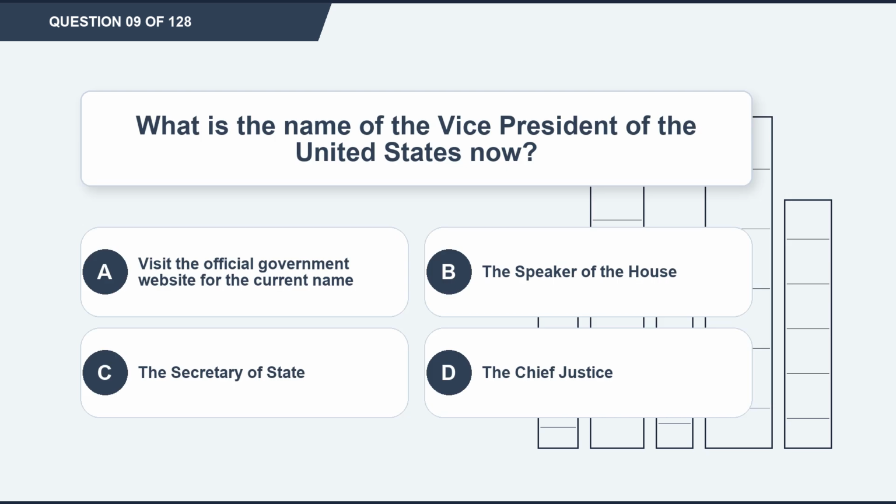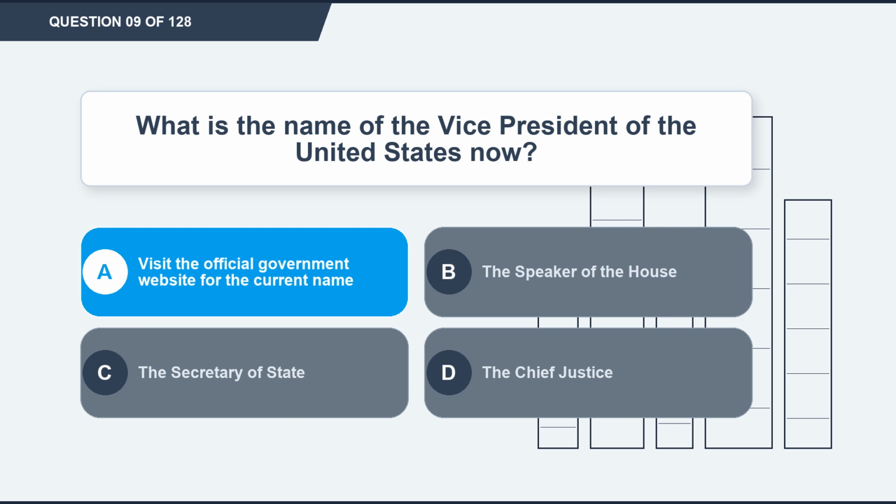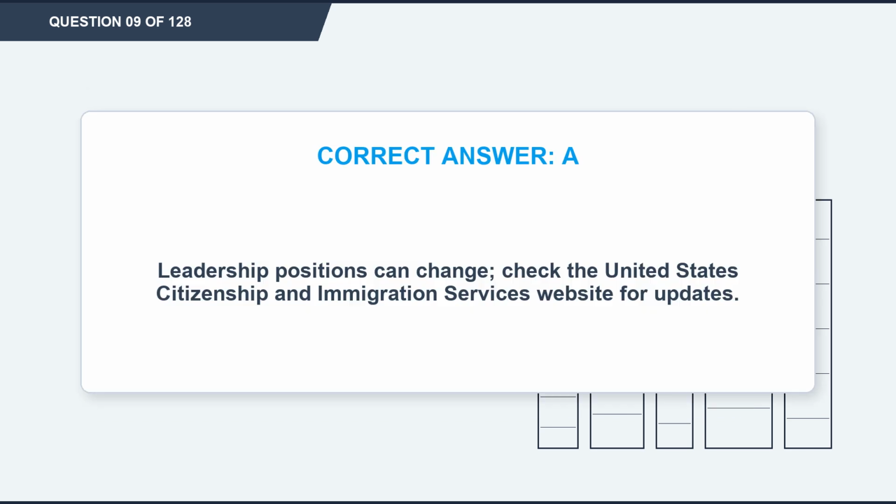Question 9. What is the name of the Vice President of the United States now? Option A. Visit the official government website for the current name. Option B. The Speaker of the House. Option C. The Secretary of State. Option D. The Chief Justice. The correct answer is option A. Visit the official government website for the current name. Explanation. Leadership positions can change. Check the United States Citizenship and Immigration Services website for updates.